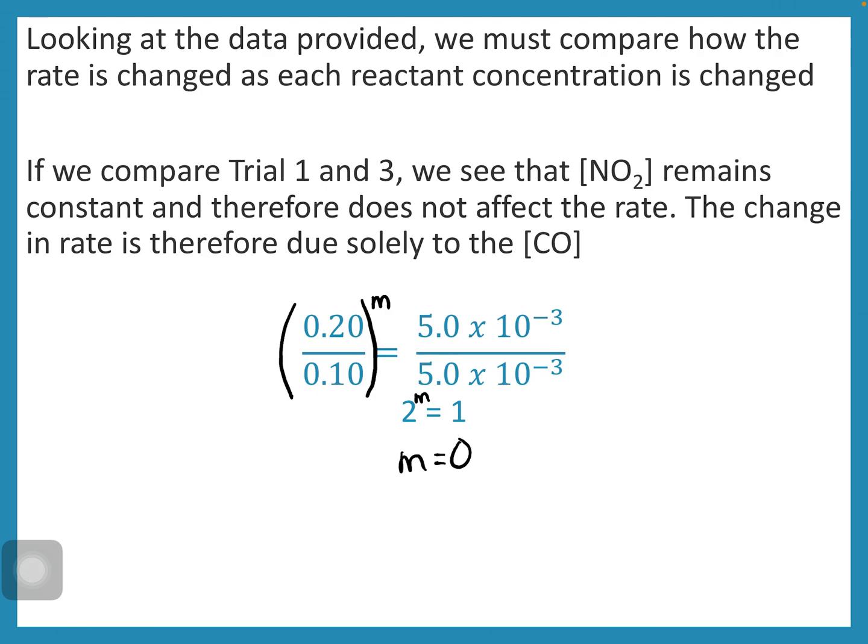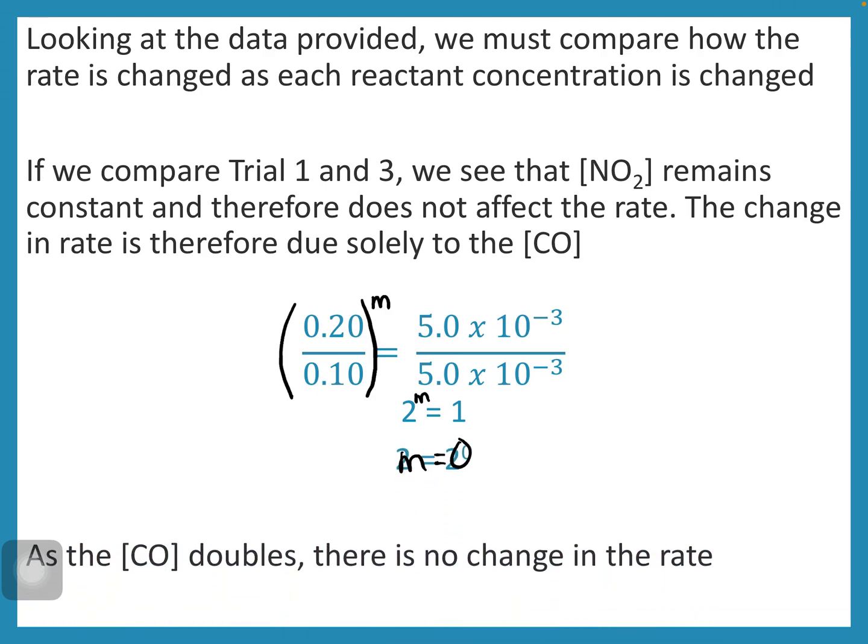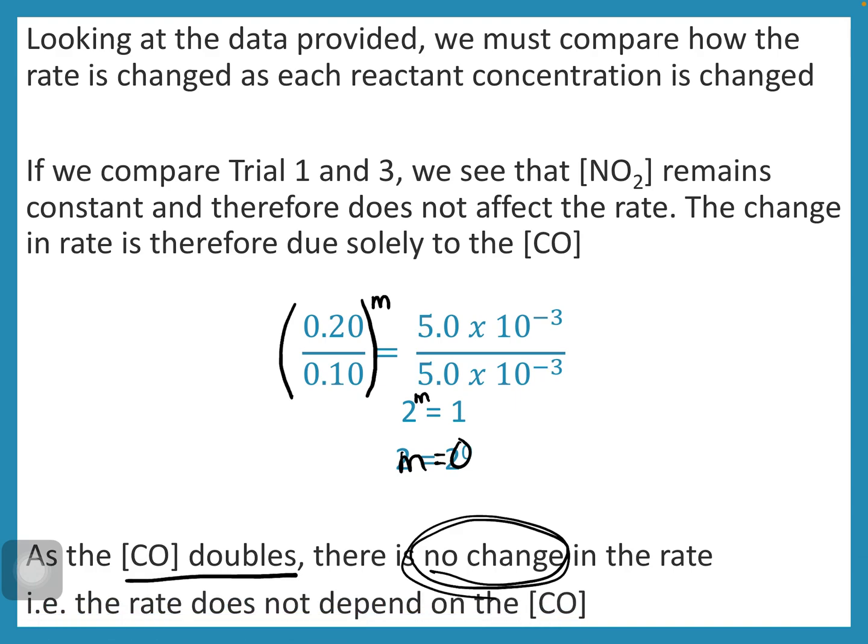And this is going to become the exponent when we create a rate law, and we'll look at that momentarily. So what that means is that as the carbon monoxide concentration doubles, there is no change in the rate, and m equals 0, or an exponent of 0, would make this true. So that just means that the rate doesn't depend on the carbon monoxide concentration.